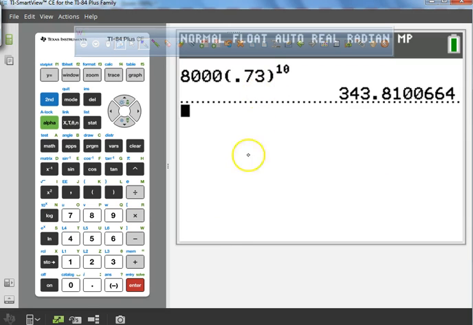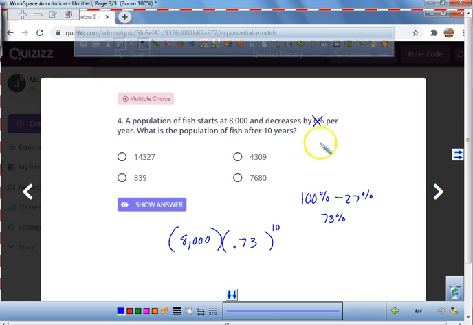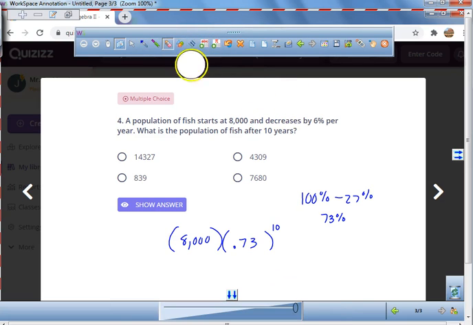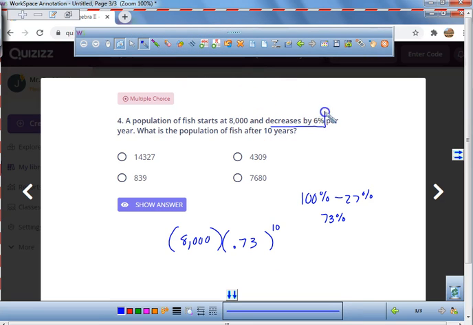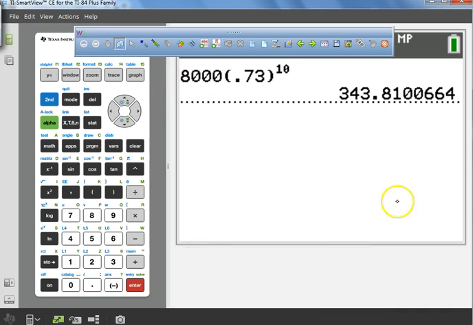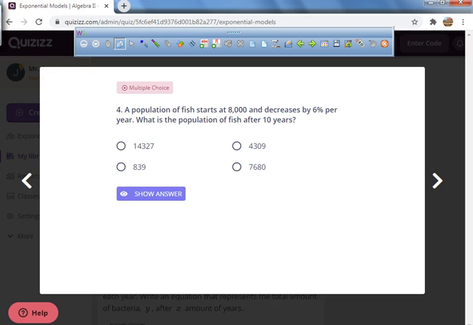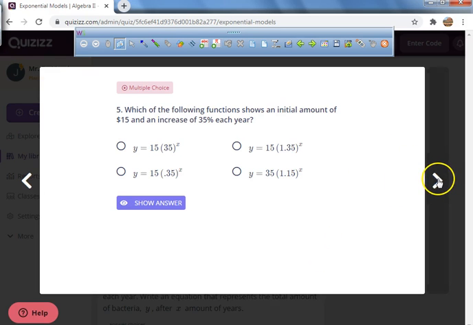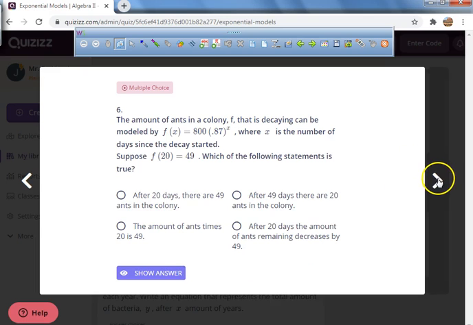Okay? So remember, what you have to think about when you're doing these problems is, if it decreases by this percent, what does it end up keeping? It still keeps 94% of the fish per year. So you'd have to put a different number in there for 0.73. I'm not going to tell you the decimal though. All right, let's move on to the next one. That one's pretty easy.